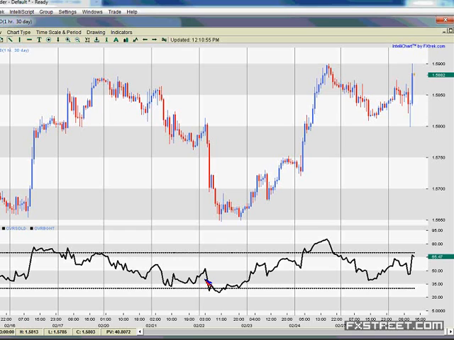Just because it's overbought doesn't mean it's a sell, and just because it's oversold doesn't mean it's a buy, right? All it is is a temperature. It's a temperature of the market. It tells you if you have a lot of fever or you're super cold, however you want to view it, right?